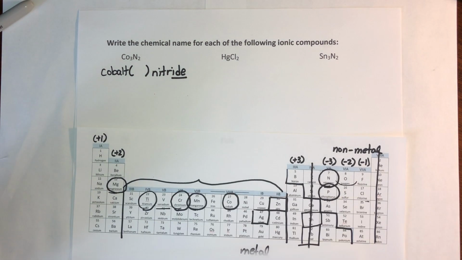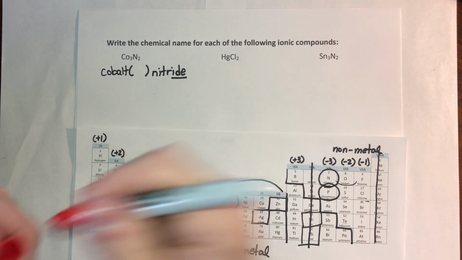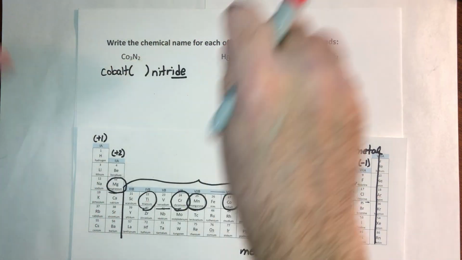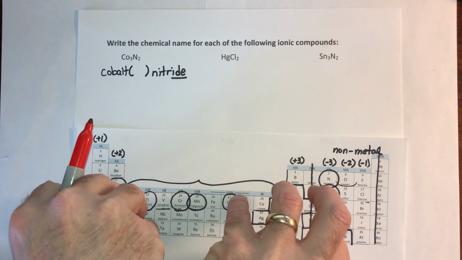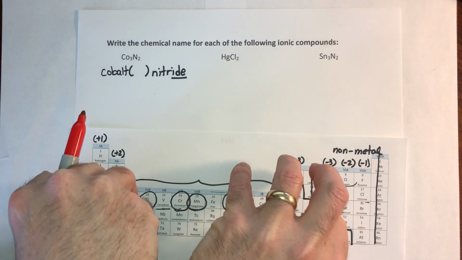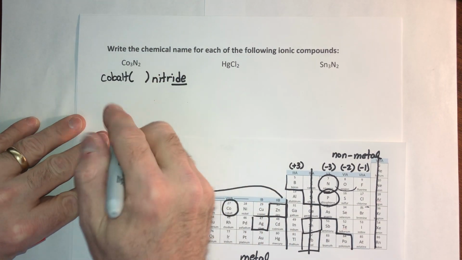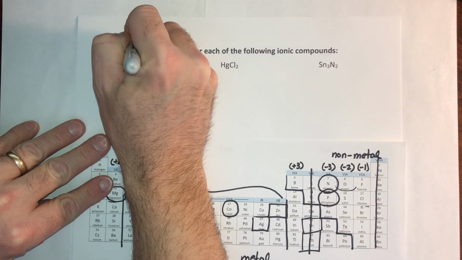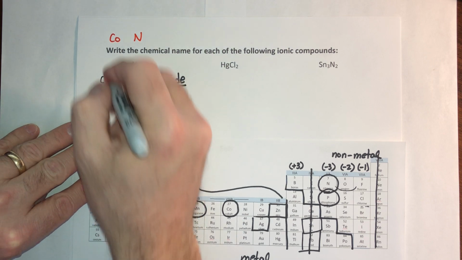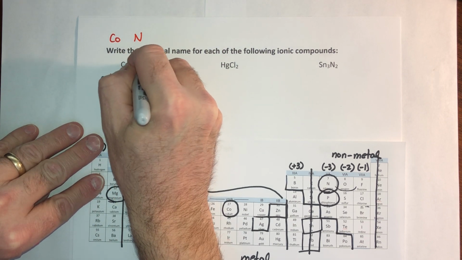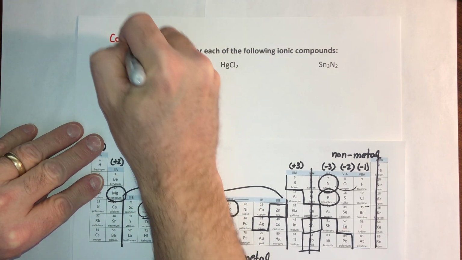So what I need to do is do my crisscross thing, but in reverse. So instead of taking the charges and turning them into how many, I need to take the how many and turn it back into the charge. So let's do this. If I write my cobalt and my nitrogen, let's take those two little subscript numbers and put them back where they came from.